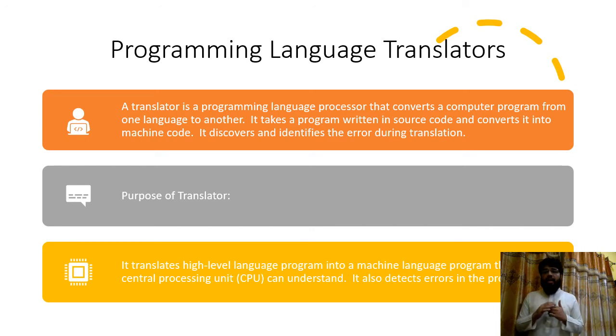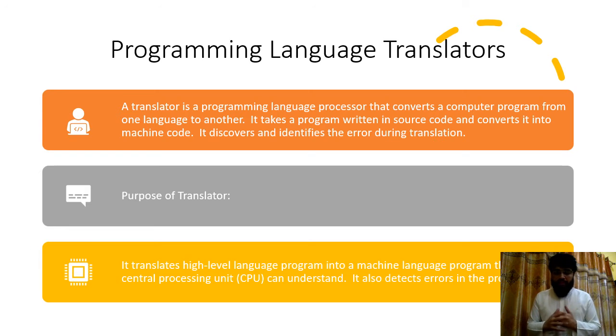It discovers and identifies errors during the translation. So during programming, when a sentence is missing or there is any mistake, during this process the translator checks for mistakes and errors. Is there any mistake or error in what you typed in the language? Then, during the checking process, the translator identifies whether the error is cleared or not.